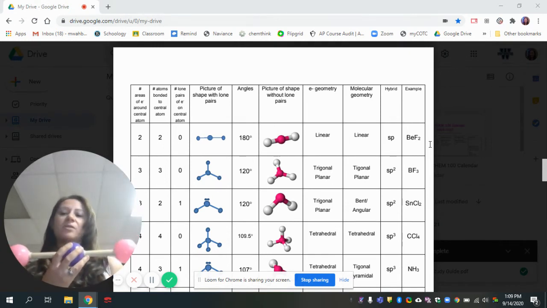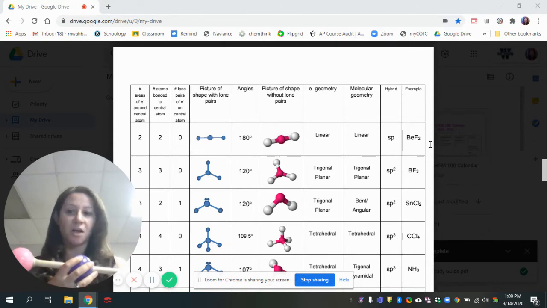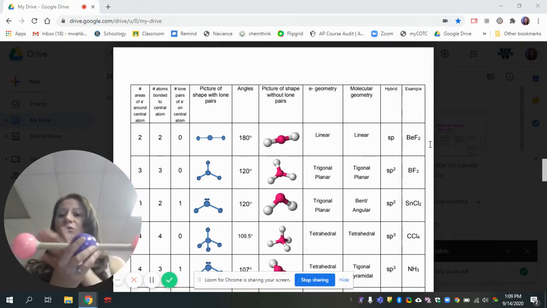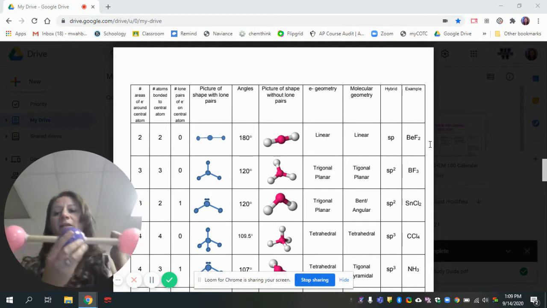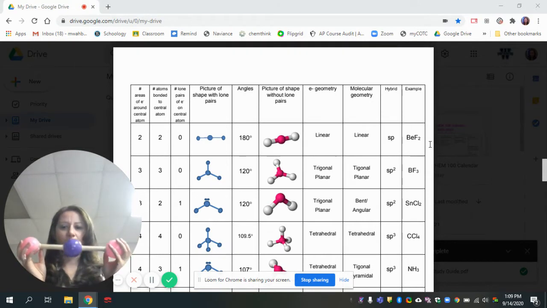Right, so the shape does not necessarily tell you whether it's polar or not. You have to look at what is bonded. If it's asymmetric, not symmetric, then it's polar. If it is symmetric, then it's not polar. So if it's symmetric like this one where both of them are fluorines, then it's nonpolar. But if one of them is different than the other, then it is polar.